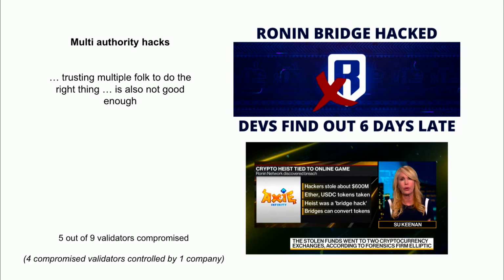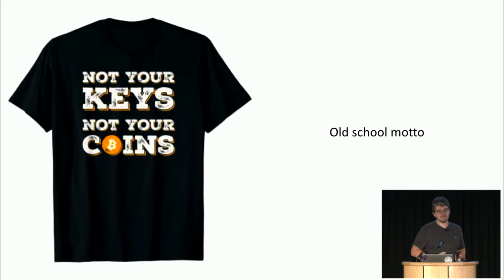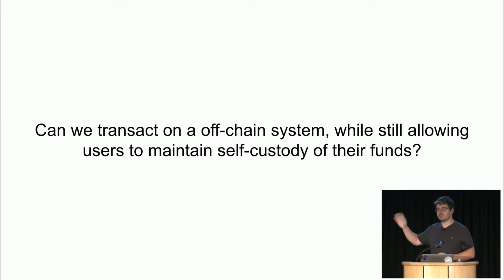But the main point here is that we've sort of forgotten this motto: not your keys, not your coins. It's sort of a Bitcoin maxi motto. But we forgot about it when building these third-party or off-chain services. So the question is, can we transact on an off-chain system like Coinbase while maintaining self-custody of our funds? I can lock my funds into the service and transact on the service, but I never have to trust the off-chain system to protect my funds. That's the ultimate goal for these bridges.